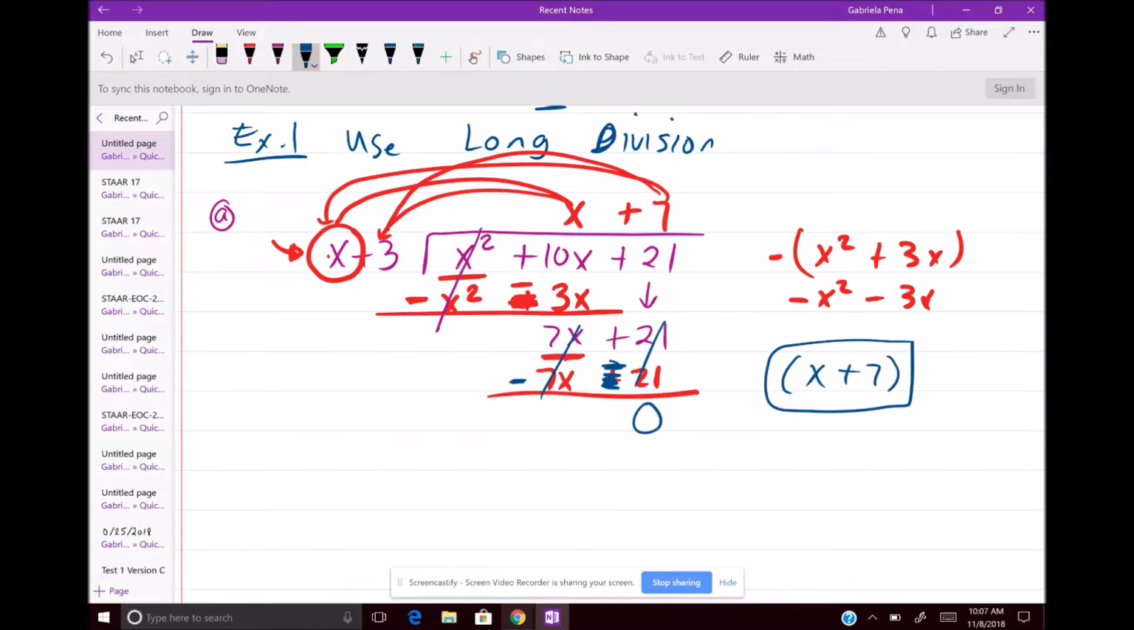We're going to do a couple. Huh? If there is a remainder, you would put plus and then the remainder over this whole thing. So, are we okay with it? It wasn't so bad, right? Questions on it?